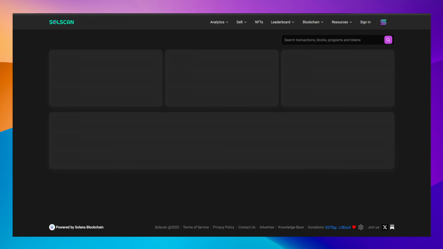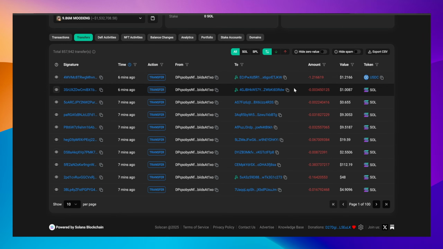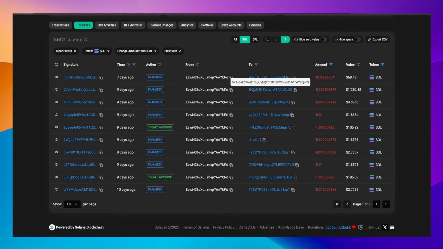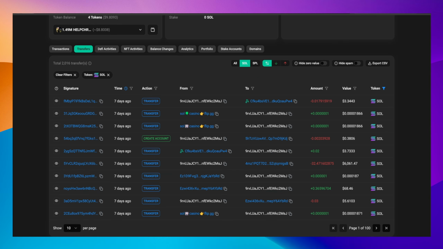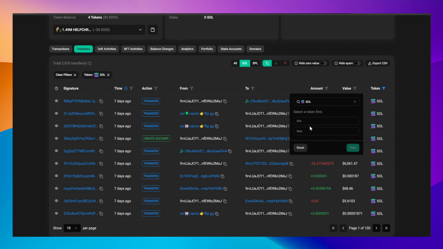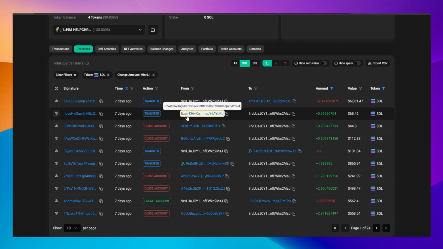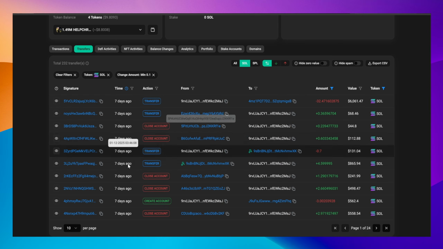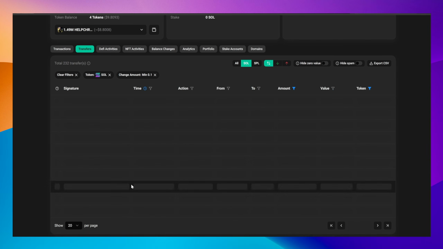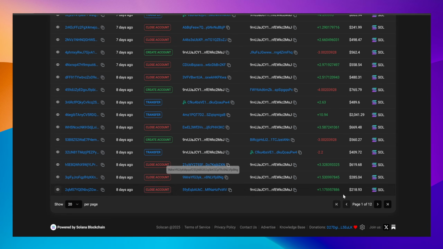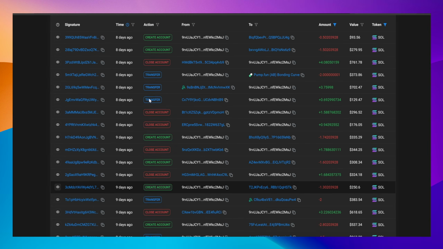Let me actually open the last token. Wait, hold on. It was this one. So this one happened 9 days ago on the 10th of January, which means that we have to look at the transactions that happened on the 10th of January. I'm gonna increase the transactions per page. We're gonna scroll, we're gonna see what's up.